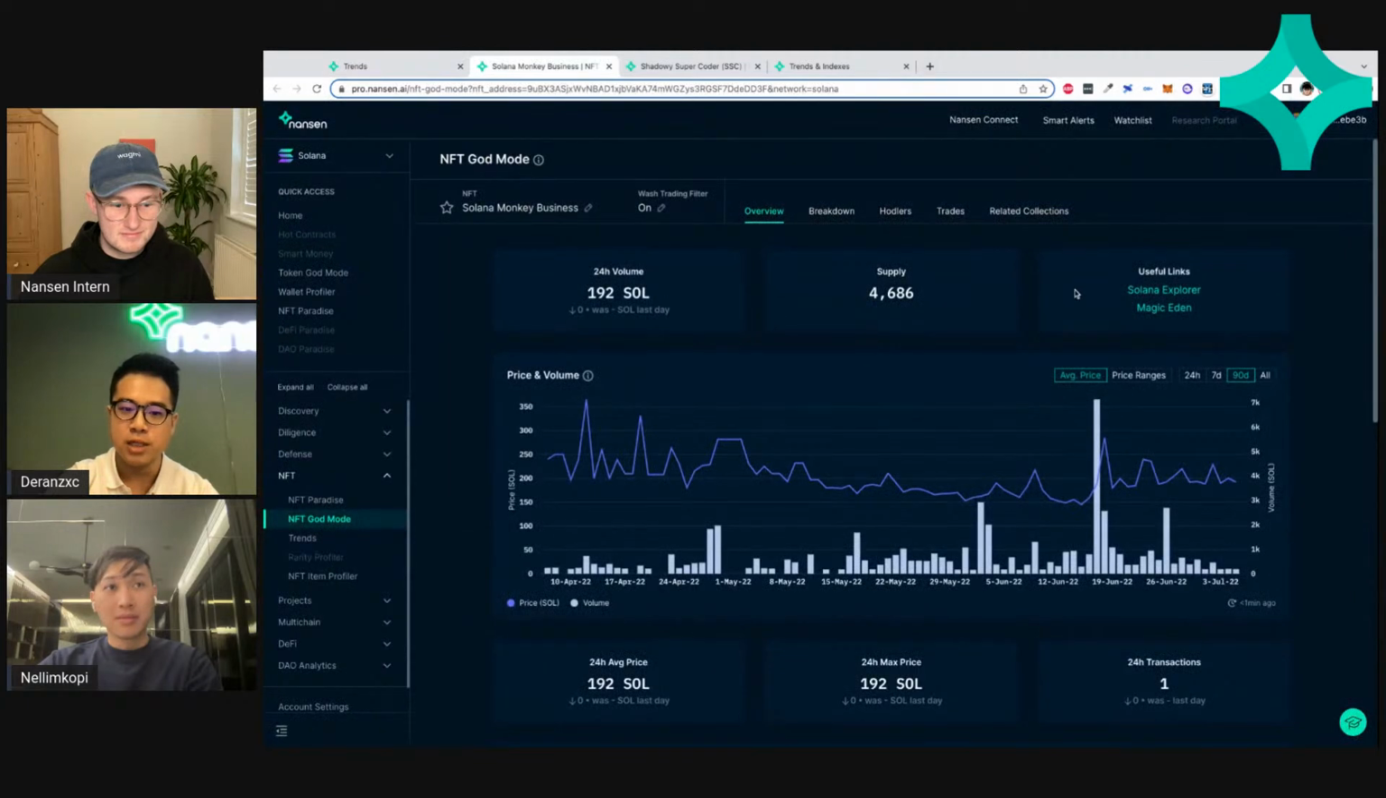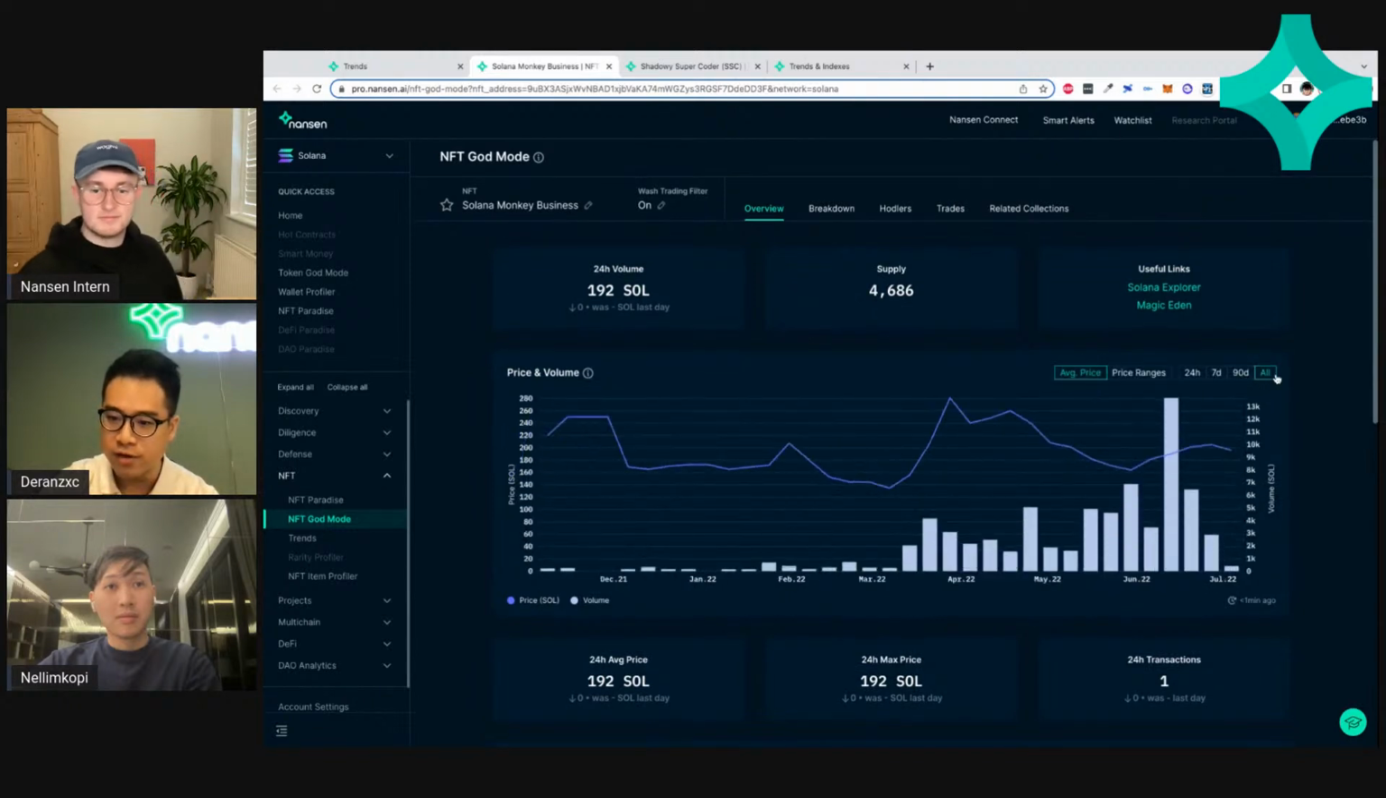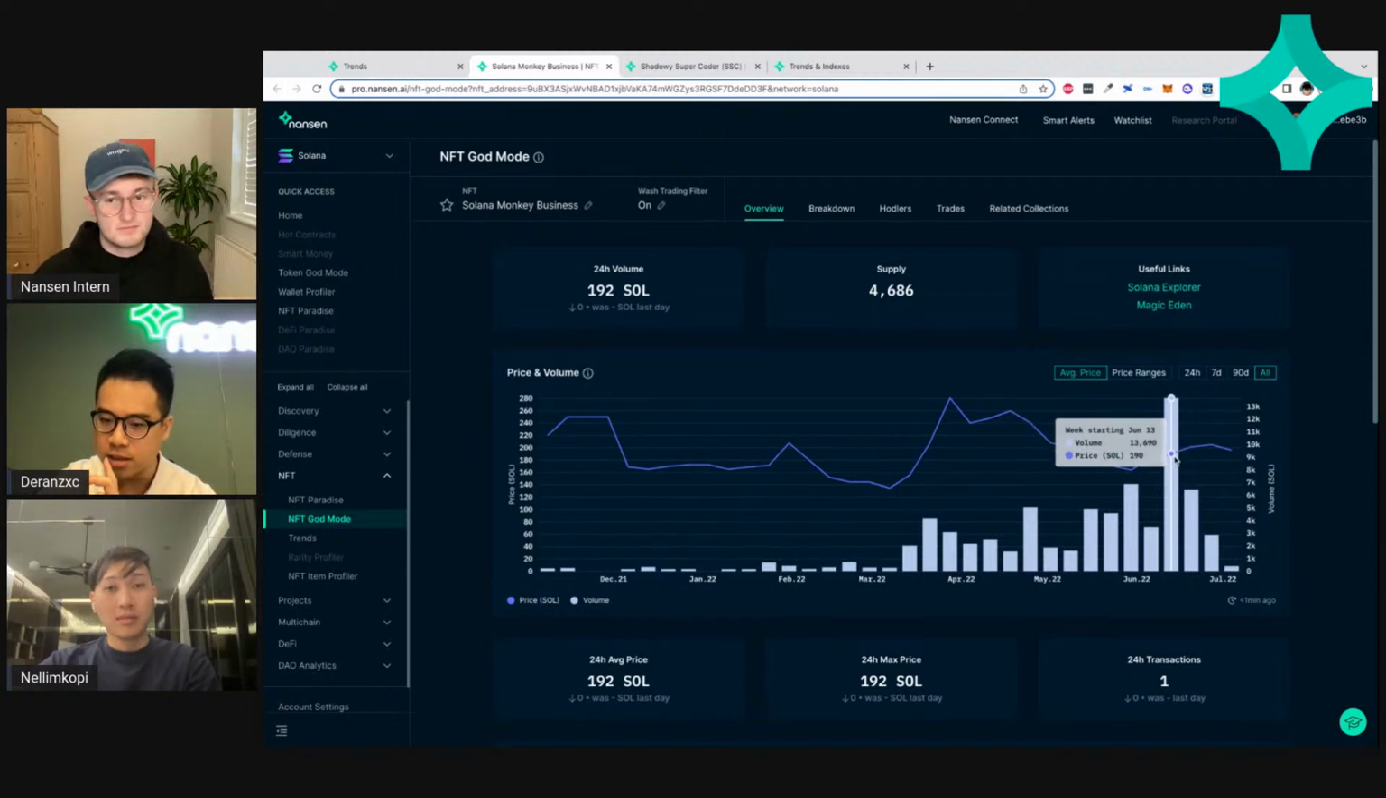So going over to SMB, right? Volume-wise, I think it looks okay. I like that we now have all, as well as 90 days if you want a more macro outlook. And I see an interesting volume spike here. I'm going to guess there was some notable news that happened during this week. Although price-wise, it feels like it should have gone a bit higher, so I'm not very sure what's happening here.